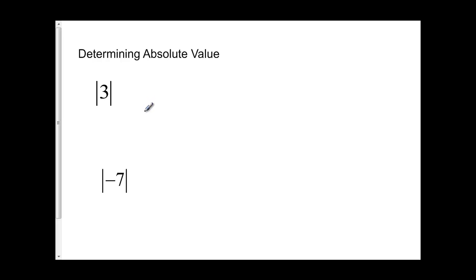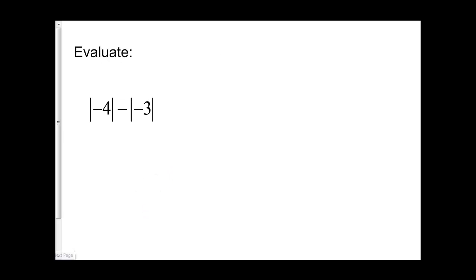When determining the absolute value of something, what we're looking for is the positive value. So if I'm looking for the absolute value of 3, it's just going to be positive 3. But if I'm looking for the absolute value of negative 7, we just get rid of the negative and it just becomes a positive 7. Absolute value signs behave like brackets.